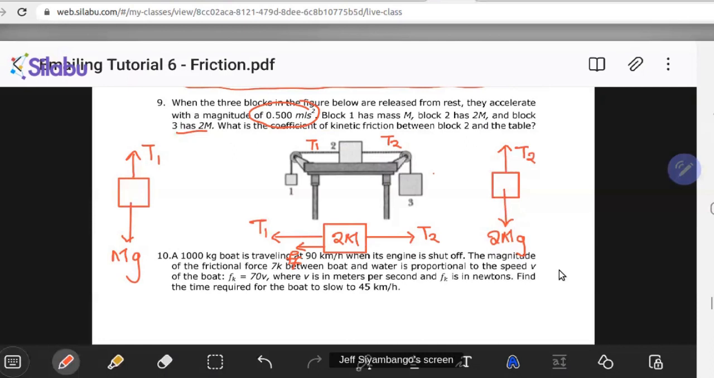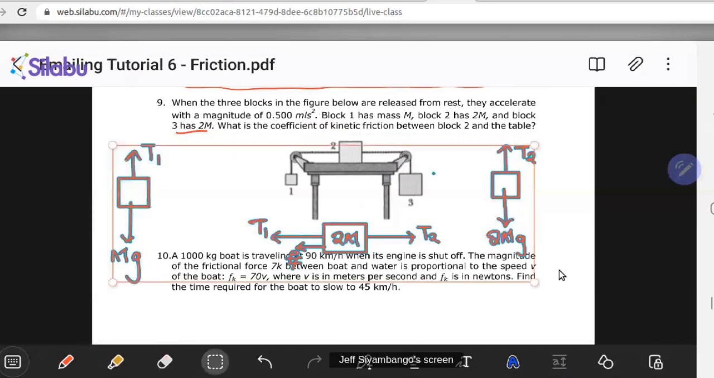Okay, so I'll just copy this. I'm looking for the coefficient of friction between block 2 and the table. So I have everything I need now. Time to do some work.